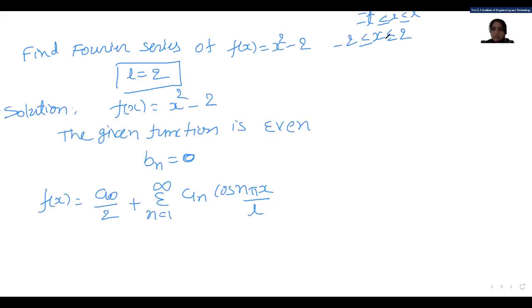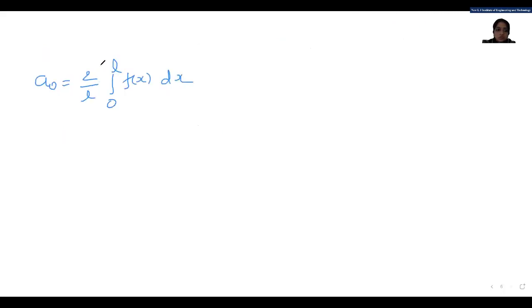So for A0, our formula is 2 by L, 0 to L, f of x dx. And what is our L? Our L is 2 here, right? Because that is minus L to L, minus 2 to 2. It means L is 2. So 2 by 2, 2 by 2 is 1. Here 0 to 2. Given function is x square minus 2 into dx.